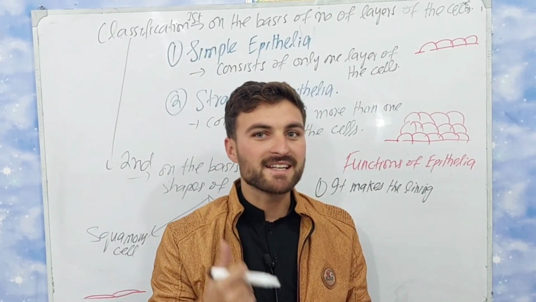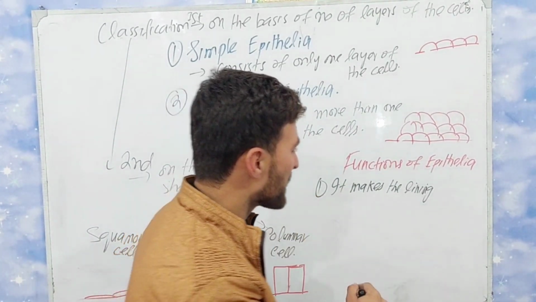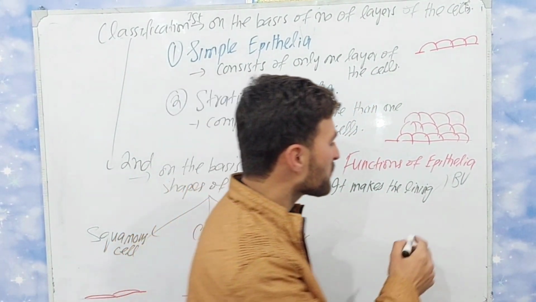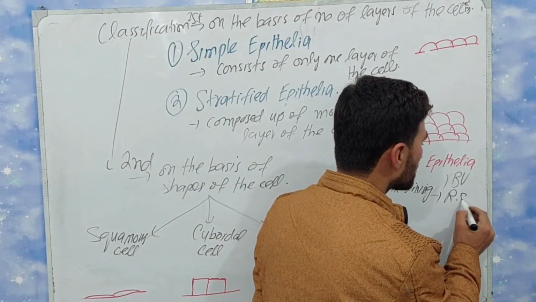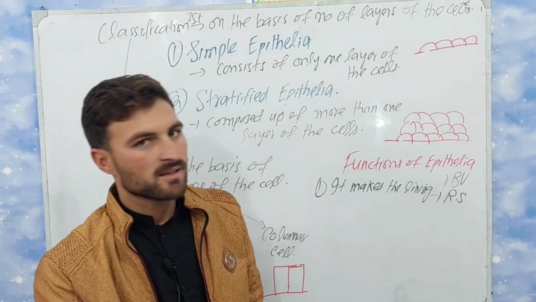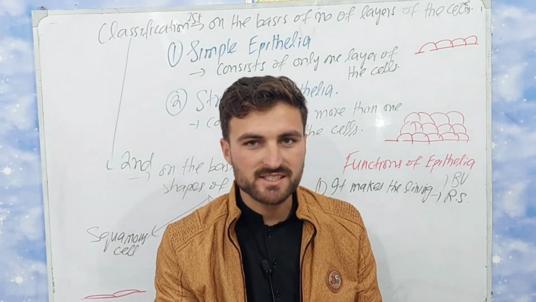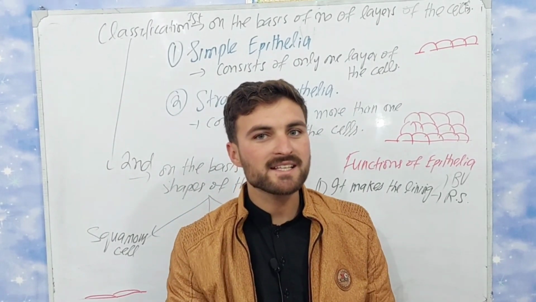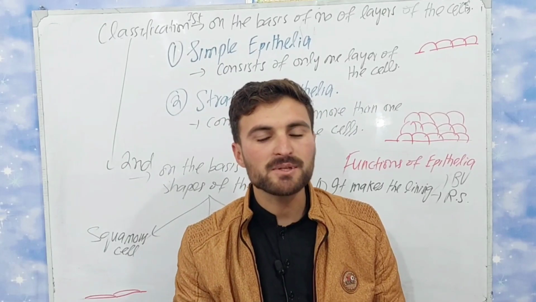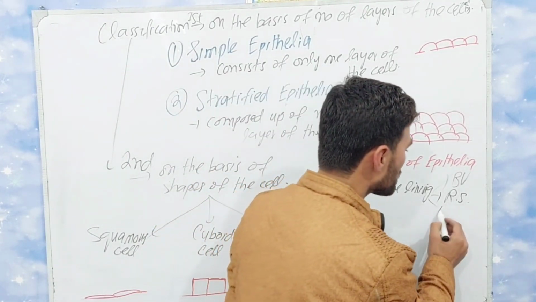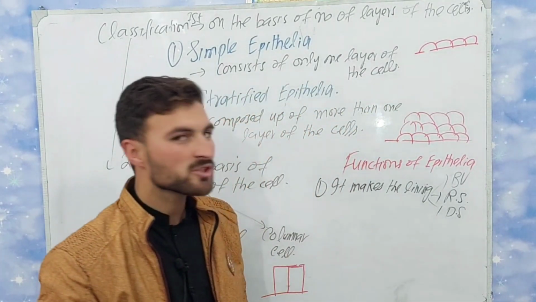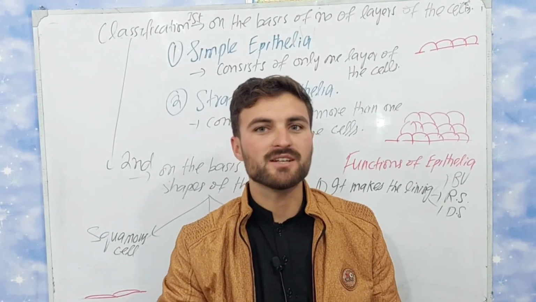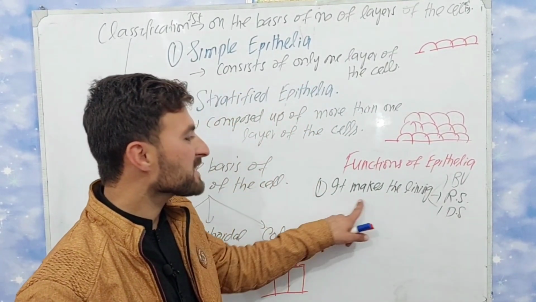Which kind of lining? In the last lecture we already discussed that it makes the lining of blood vessels like artery and vein. It also makes the lining of the respiratory system. In the respiratory system we have different structures, different organs like pharynx, trachea, etc. So their lining is made of epithelia. We also have the digestive system, and in the digestive system there are organs which are also made of epithelia. So it makes the lining.